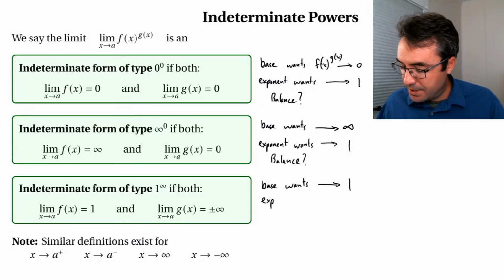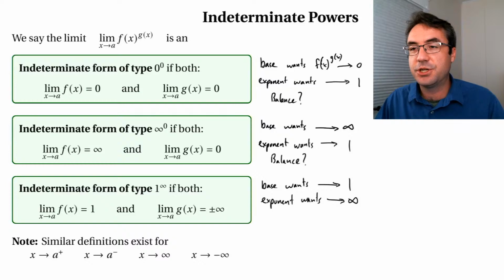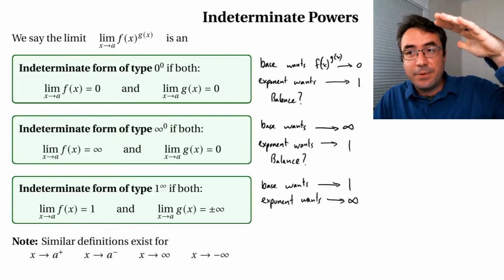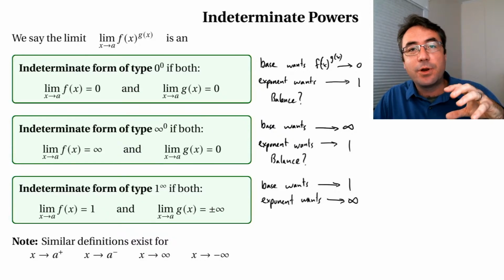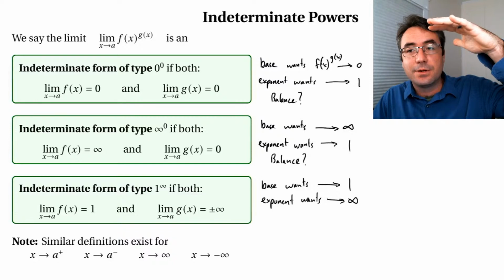But if our exponent is getting large, the exponent then wants the whole expression to get very large as well. So again, there's a conflict there. Does the base term win and we go down to 1? Does the exponent win and we get really large?